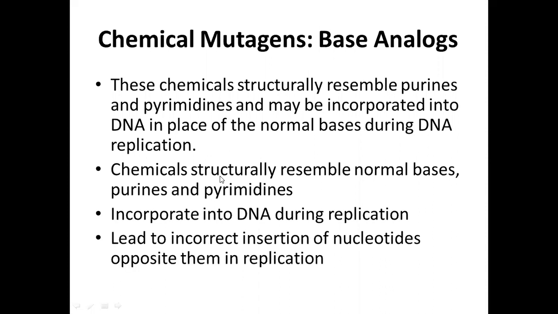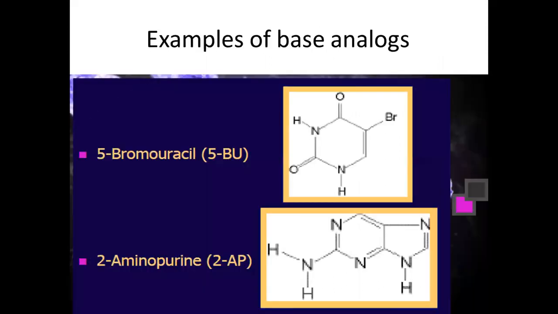So what will happen is that they are going to lead to an incorrect insertion of nucleotides opposite them in replication. Examples of base analogs, two important examples are 5-bromouracil and 2-aminopurine. These are important examples of base analogs.